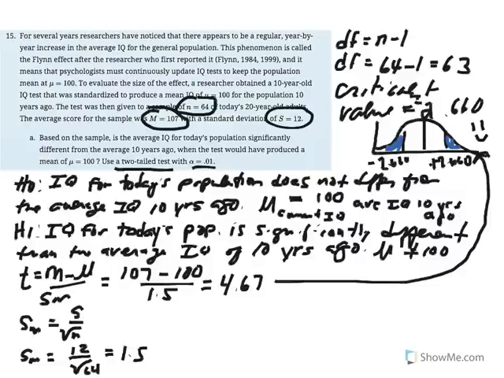So at this point, we know that we're going to reject the null based on the fact that our t-value fell into the critical region. It was well beyond a critical t of 2.660. And the next problem is going to ask us to calculate a confidence interval and then write our concluding statement.